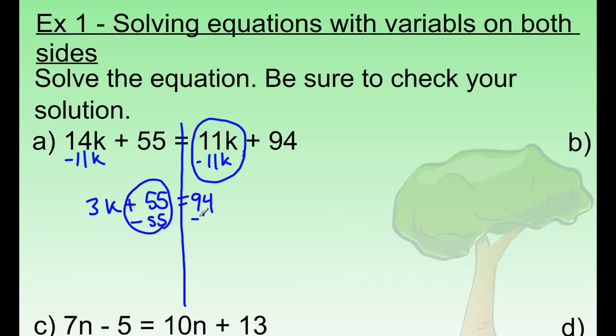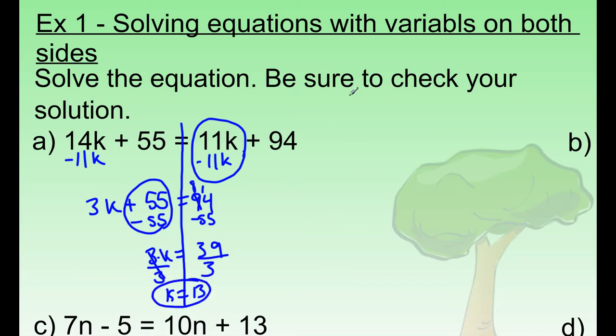These cancel out. Minus 55 here as well, giving me 3k equals, let's see, we can do the math in our head here. 8 carry the 1, that gives me 9, that gives me 3. And then divide by 3 on both sides to get rid of the multiply by 3. Cancels, and I have k equals 13. So I believe the answer is 13.